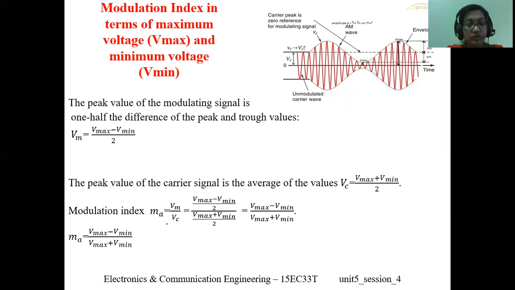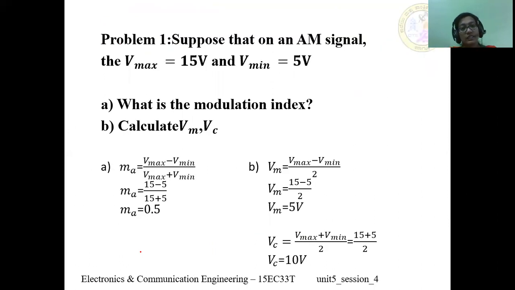If we know the MA, the modulation index is Vm by Vc. Substituting the value of Vm, V maximum minus V minimum by 2, and Vc, V maximum plus V minimum by 2, the 2 gets cancelled. Here the MA is V max minus V min divided by V max plus V min. So this modulation index we can determine by using the formula V max minus V min divided by V max plus V min. Let's discuss one problem on this.